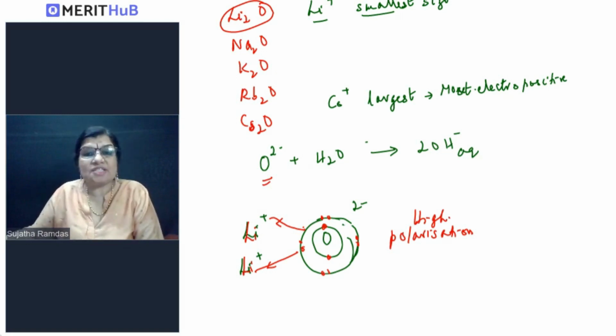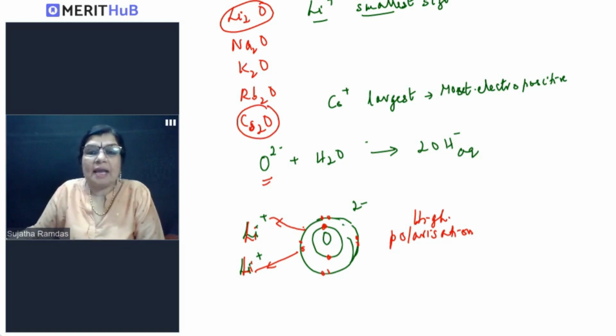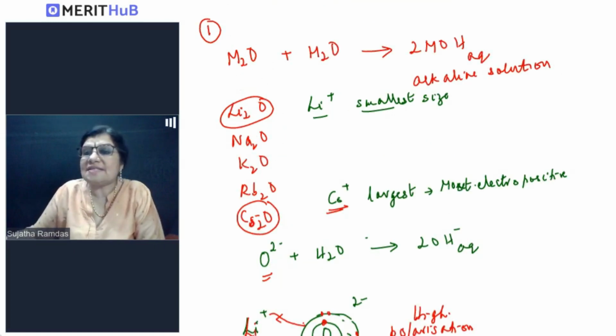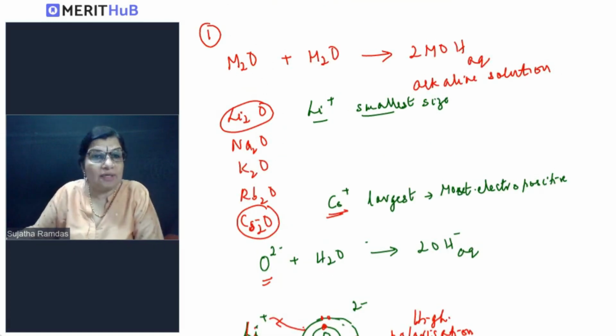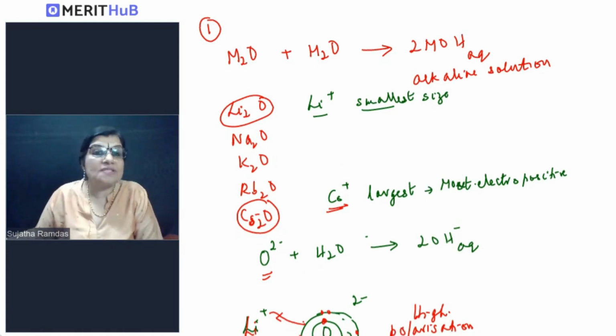We look at the other extreme, cesium oxide. Because of the largest size of cesium ion, the cesium oxygen bond can be easily broken, and the oxide ion can interact with water to produce an alkaline solution most readily. So high concentration of OH minus ions is produced when cesium oxide dissolves in water.